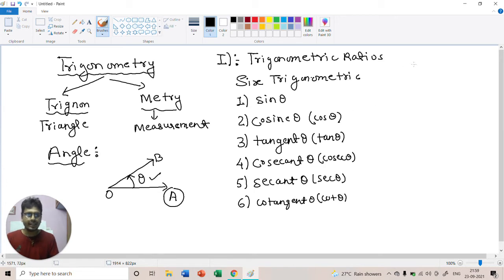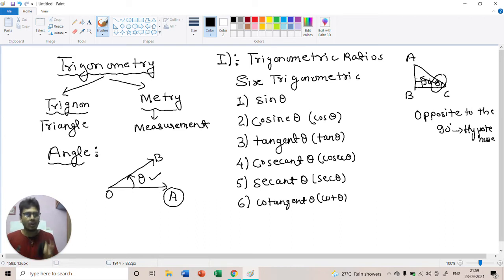So in a right angle triangle, suppose this is our right angle triangle and this is the 90-degree angle, right angle at B. Suppose this is our theta. Remember that the side opposite to the 90-degree angle is always the hypotenuse. Okay, and the side opposite to the required angle is called perpendicular, and the remaining one is the adjacent side, also called base.